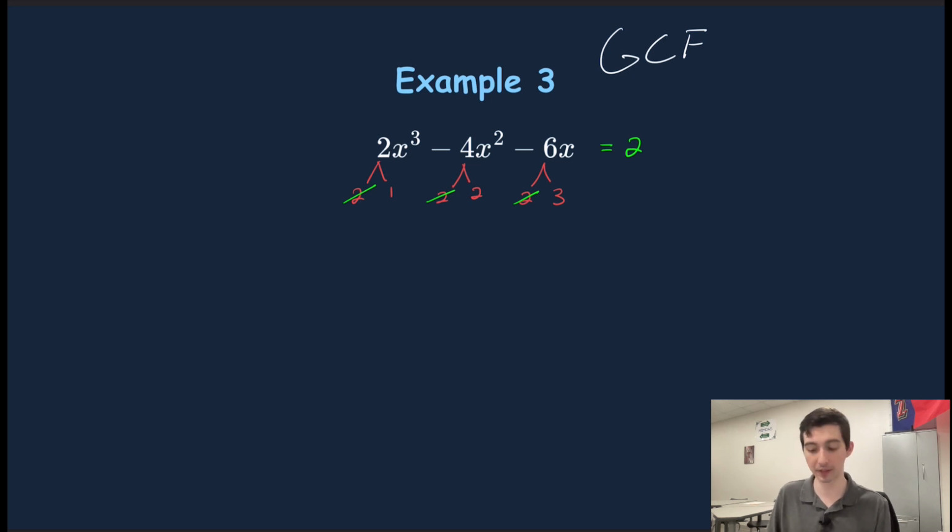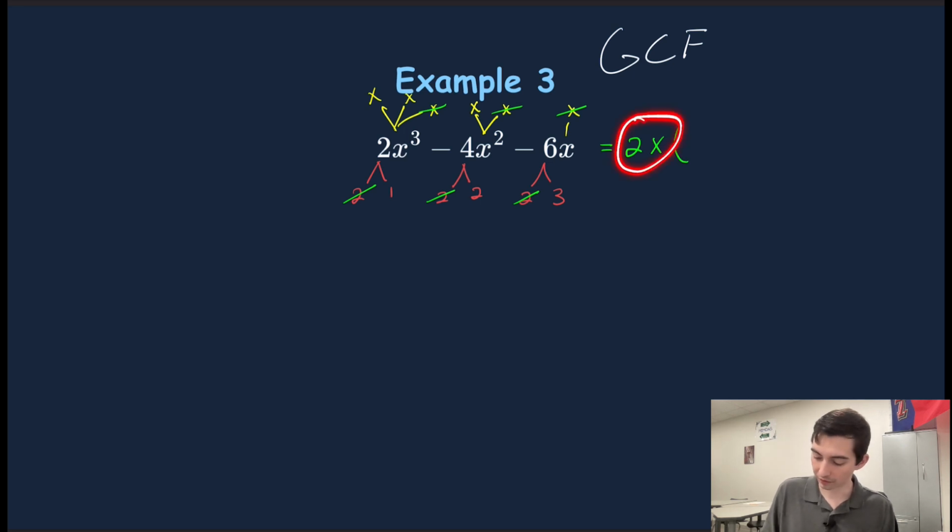And now let's do the same thing with our x's. X cubed, I have x times x times x. X squared, I have x times x. And here I just have the 1x. So now let's take away what we can. I can take away 1x from all 3 of these terms. So that means my GCF is 2x.